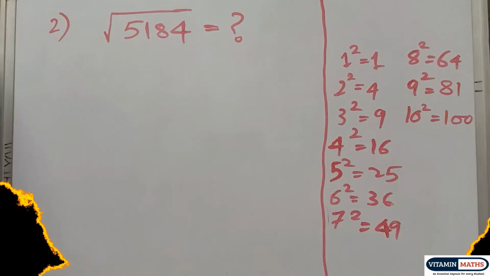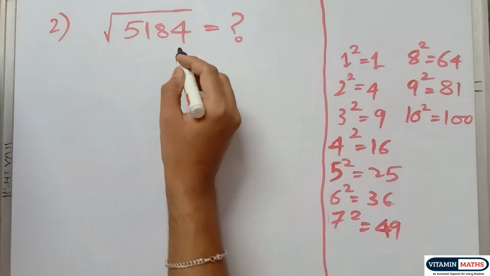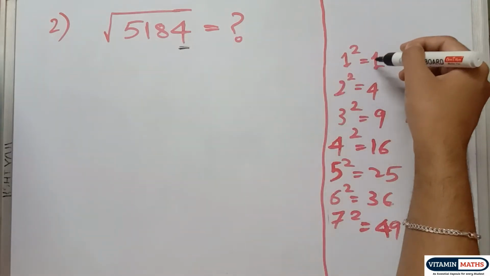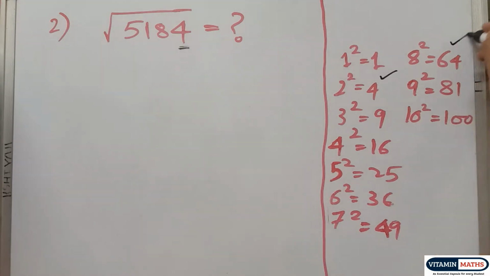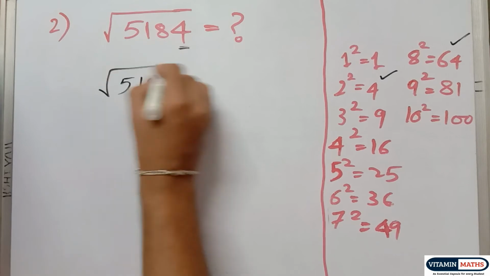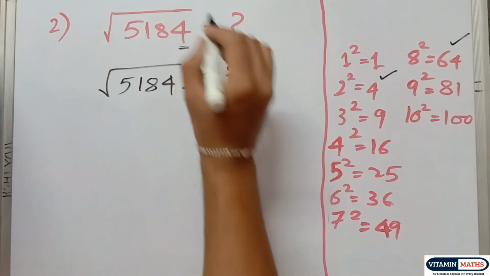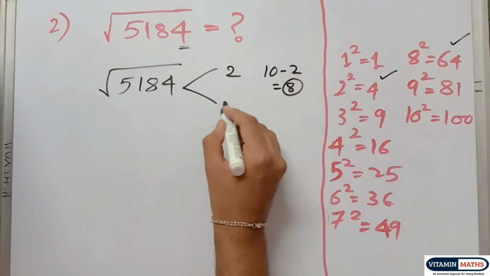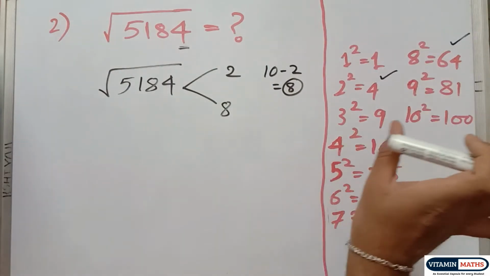Now let's find the square root of 5184. Just see which number is coming. The last digit is 4, so the options are 2 and 8. Write it as square root of 5184. The last number: 2 square is 4. So 10 minus 2 automatically gives 8. Write 8 here, or you can verify it using the standard squares.